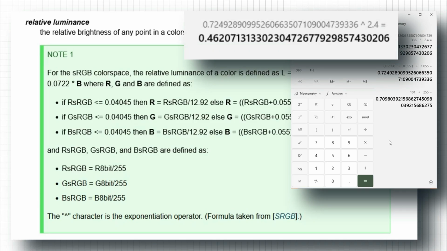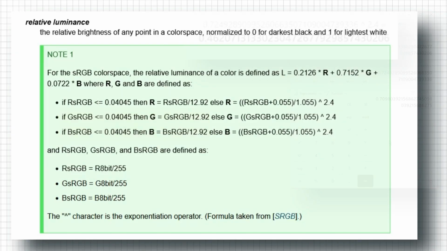Now, green and blue are easy, again, because they're both 0. But 0 is less than 0.04045, so if they weren't exactly 0, we'd do this other calculation. We'd divide by 12.92. With our values for R, G, and B, we can now calculate the relative luminance of this red color at the top of this box.